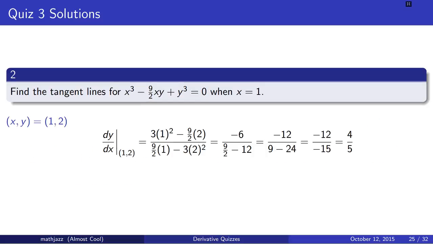At the point 1, 2, we plug 1, 2 into dy dx, and we get 4/5. So the tangent line is y minus y naught equals m times x minus x naught. There we go. And plugging in 2 for y naught, 1 for x naught, and 4/5 for m, we get y minus 2 equals 4/5 times x minus 1. There we go. This is the tangent line at the point 1, 2.